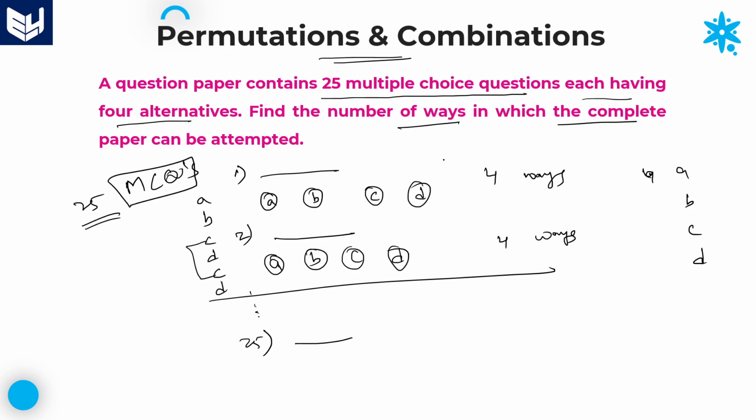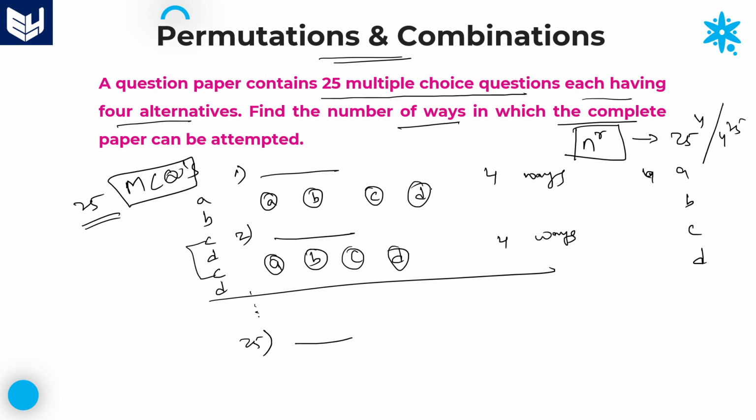So obviously you can take the answer as n power r. Again, many students make a mistake at this point. What is the answer? 25 power 4 or else 4 power 25? Which is the exact answer? Here, raise a question by yourself. What is the question he is asking? Find the number of ways in which the complete paper can be attempted.